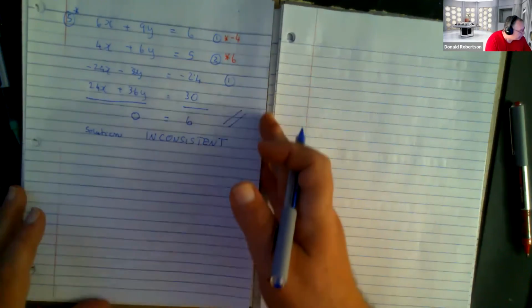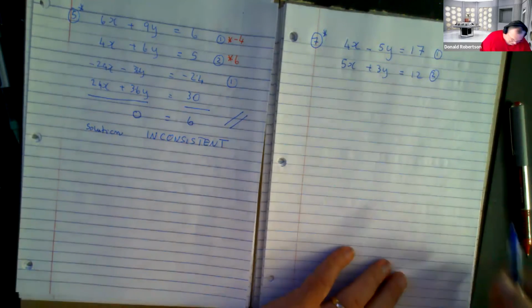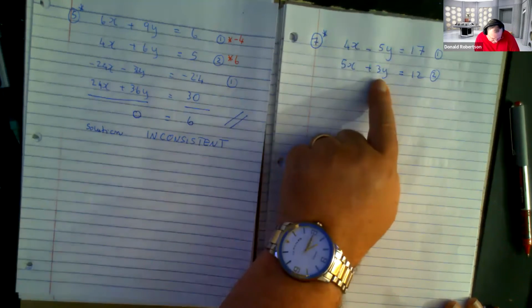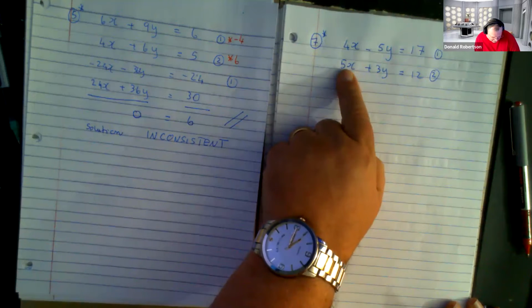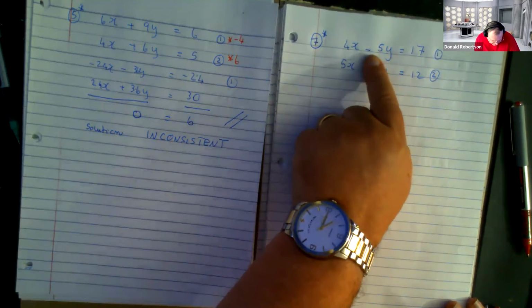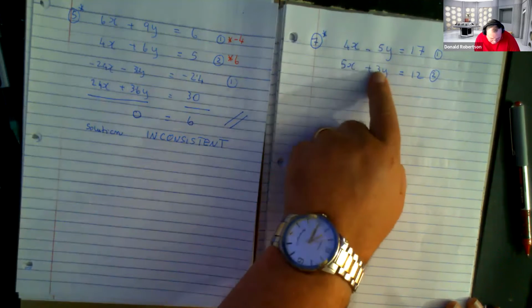Okay, so let's try another question where we have to change both of them. The one I'm going to do this time is going to be question 7, or at least a version of it. So 4x take away 5y is going to be 17. And 5x add 3y is going to be 12. And I'm going to call this equation 1 and equation 2. And it's pretty obvious that they're not matching. That's 4 and that's 5, and they're both positive. That one at least has a negative and that has a positive, which is good, but the numbers don't match.